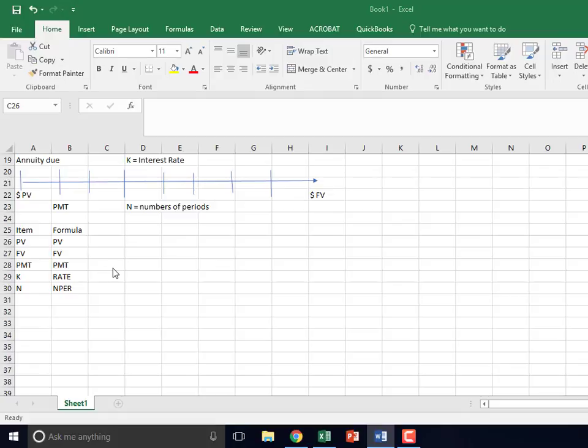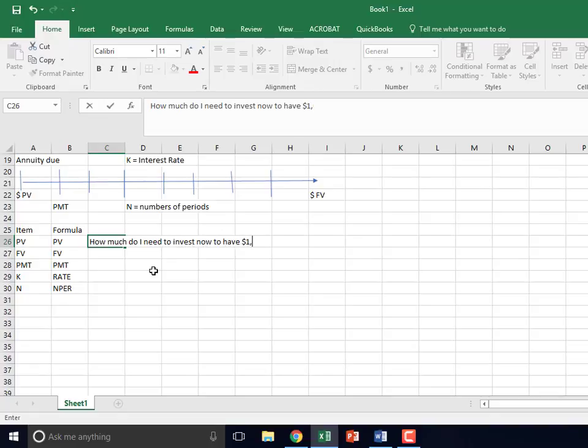Okay, so for example, what would be a problem where we have to solve for a present value? Okay, so let's say I want to put some dollar amount into a bank account, and after 5 years, I want to have $1,000. Okay, so I'm trying to save up $1,000. So how much do I need to invest now to have $1,000 in 5 years? I need to have an interest rate, let's say 8% interest.